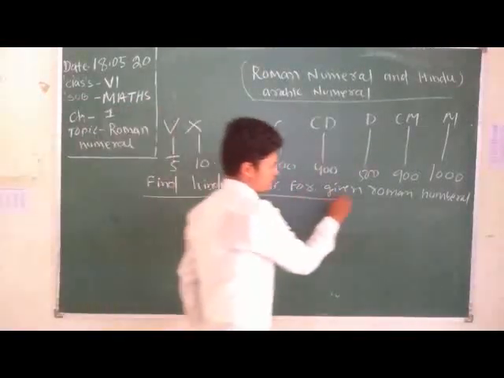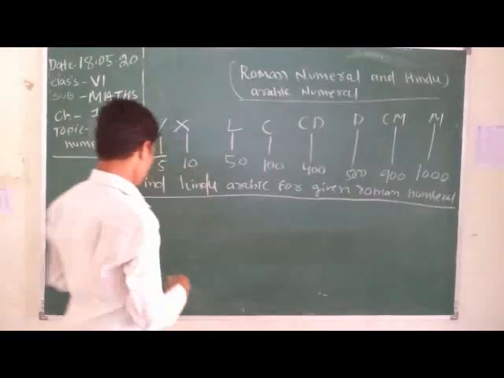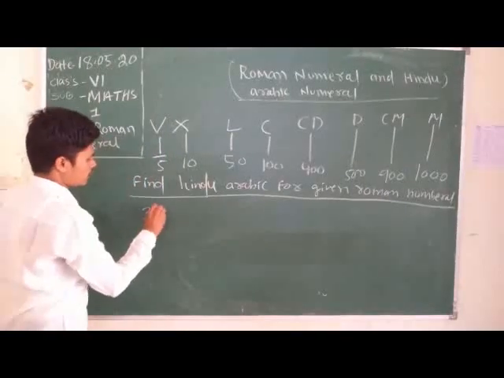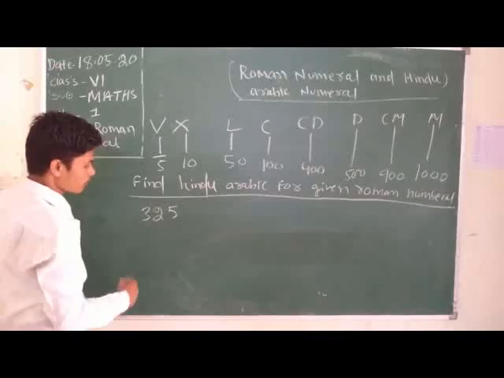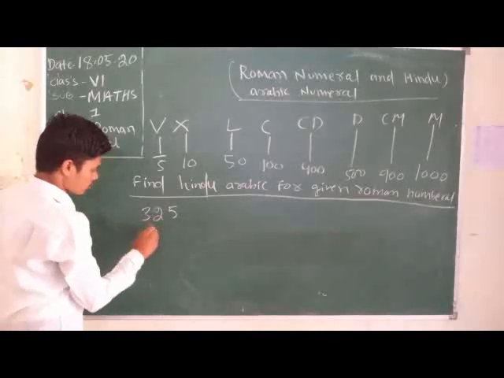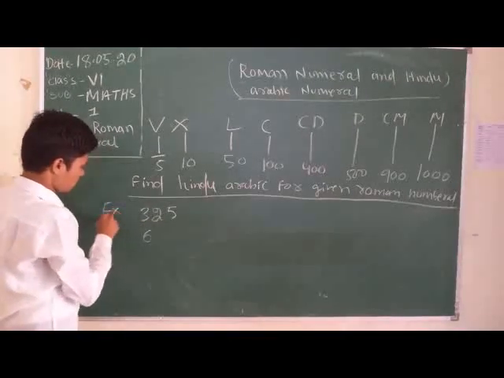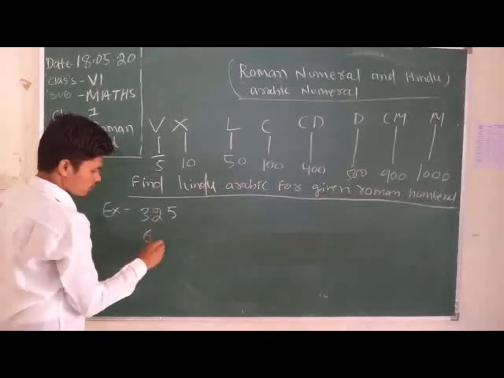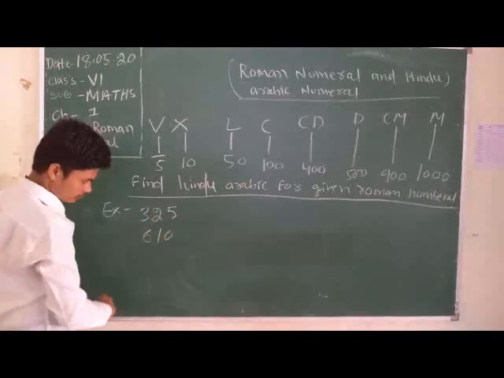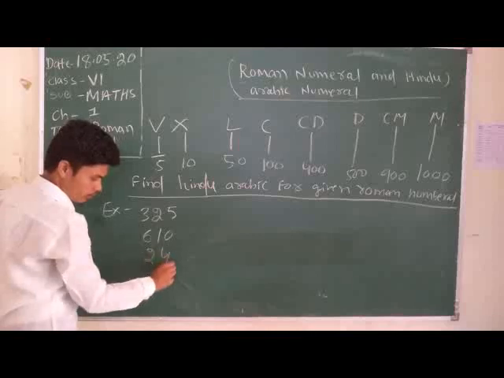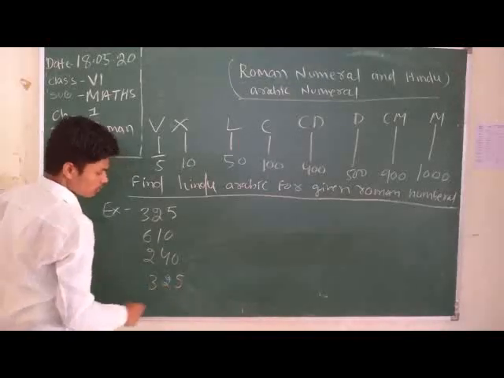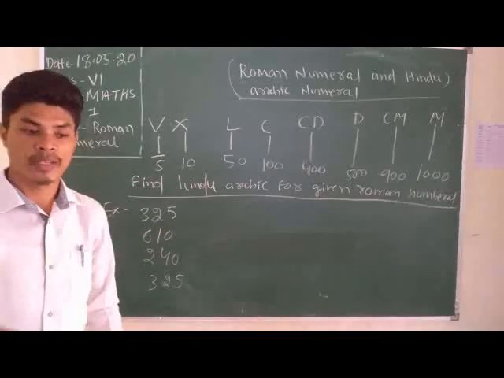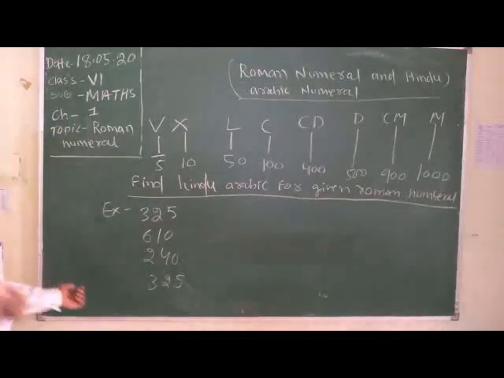Like here: 325, 610, 250. Okay. 325, we can easily find the Roman numeral. How? It's a very easy process. Same, just the opposite of Roman to Hindu.